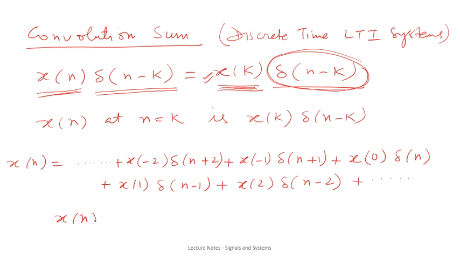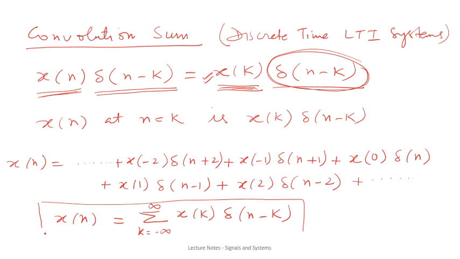So in the compact form it can be written as the sum from k equals to minus infinity to infinity of x(k) delta(n minus k). So this particular property which we just discussed above helps us to express this x(n) as the weighted sum of the time shifted impulses.